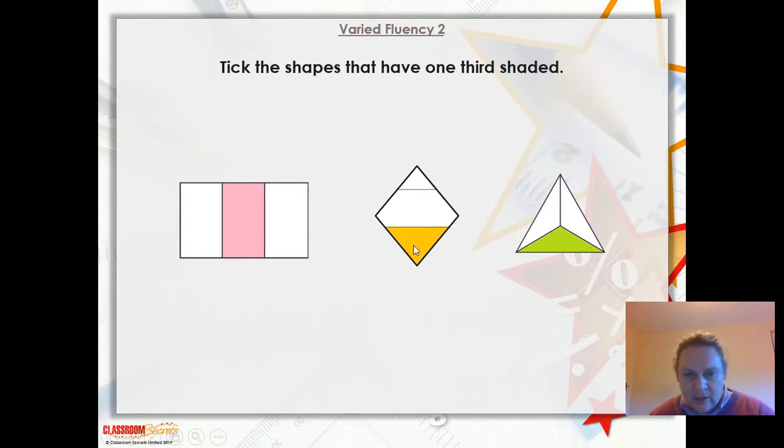What about this shape? Well, it's divided into 3. Are they 3 equal parts? No, they're not equal, are they? This is a much smaller part than this part. So it's not equal parts.